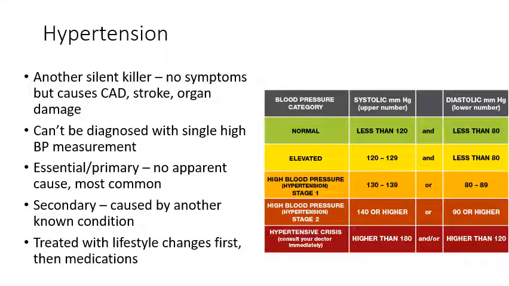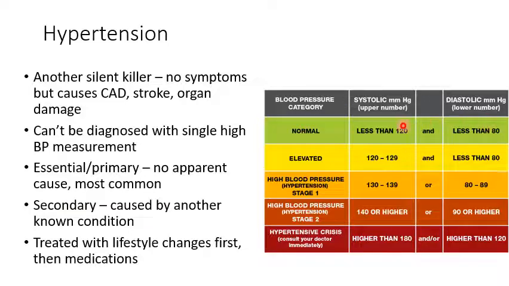So if you measure your blood pressure and it's high, that doesn't mean that you have hypertension. You can't diagnose it with just one measurement. You have to have multiple measurements across a period of time that are all high without an explanation of why they were high, like you were just exercising, in order to diagnose hypertension. And you can do it according to this chart.